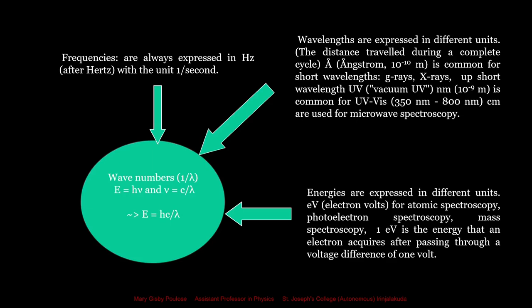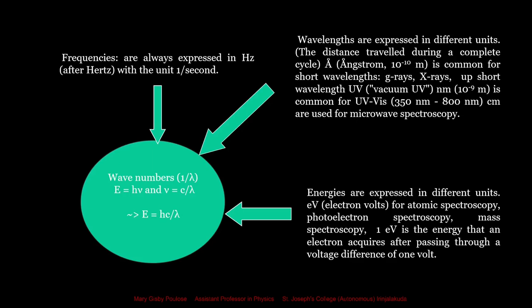Now, energies are expressed in different units. One such unit is electron volt. Particularly for atomic spectroscopy, photoelectron spectroscopy, and mass spectroscopy, we use the unit electron volt. And 1 electron volt is defined as the energy that an electron acquires after passing through a voltage difference of 1 volt. So when an electron passes through a space of 1 volt difference, it will have acquired 1 electron volt.